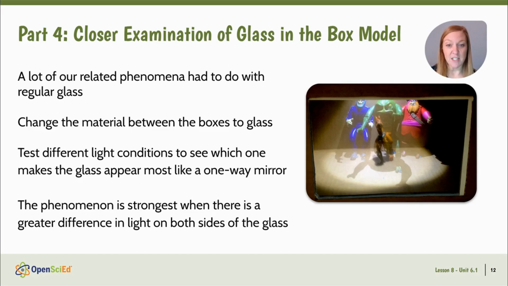So we're going to change the material between the boxes of our box model to glass, and then we will test different light conditions on either side to see which one makes the glass appear most like a one-way mirror. So we see that the glass behaves similarly to the one-way mirror, and that the phenomenon is still strongest when there is a greater difference in light on both sides of the glass.